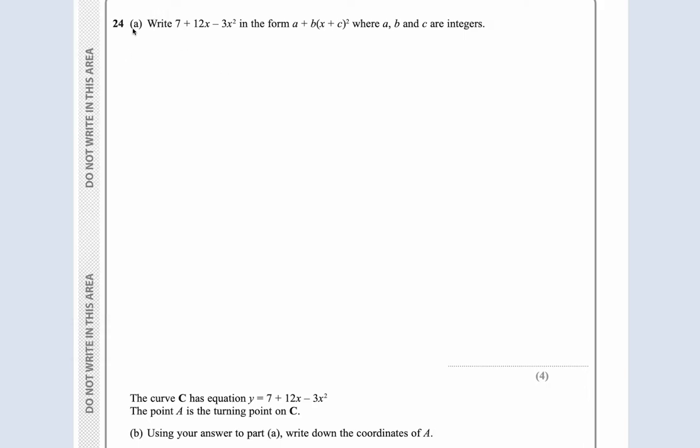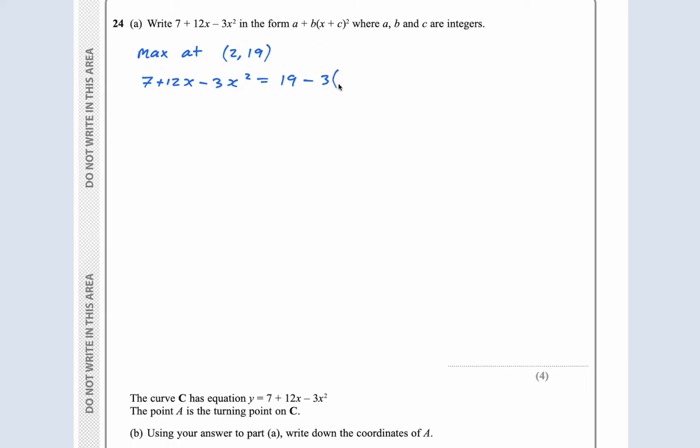So the max coordinates are at 2, 19. If the max is at 2, 19, that means that c has to be negative 2, and a has to be 19. So I can actually write this straight away. 7 plus 12x minus 3x squared equals a is 19, b has to be this number here, the negative 3. So it's actually going to be minus 3, because it has to be the number that comes before the x squared term. So these are always the same.